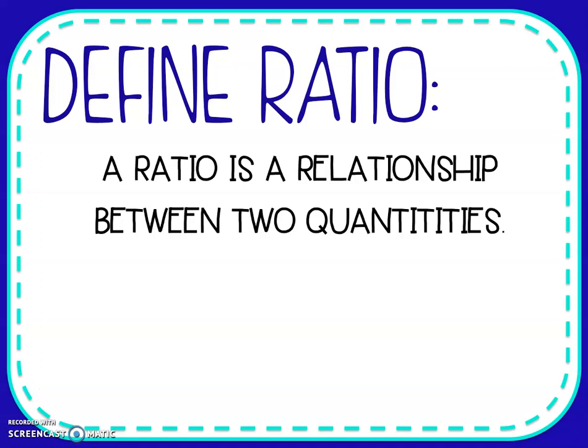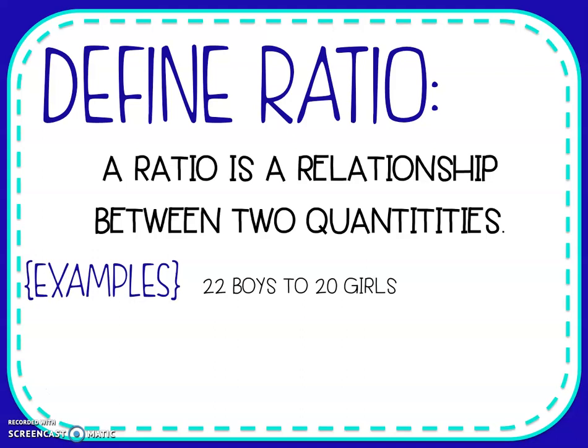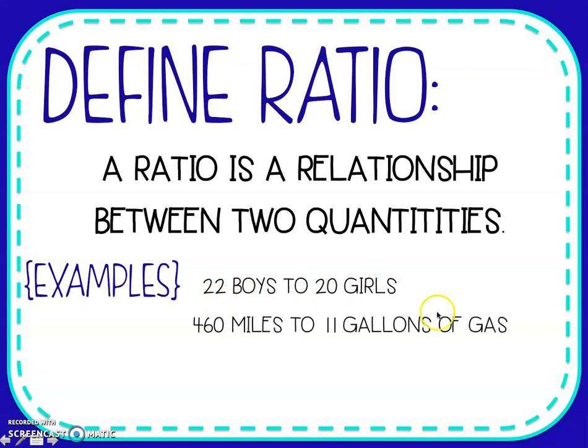We're going to talk about this a lot throughout the unit. A ratio is a relationship between two quantities. Now, a quantity is just some amount, okay? So, for example, some examples of ratios are 22 boys to 20 girls. We're comparing two amounts to each other, okay? 460 miles to 11 gallons of gas. We're comparing those two amounts to one another.